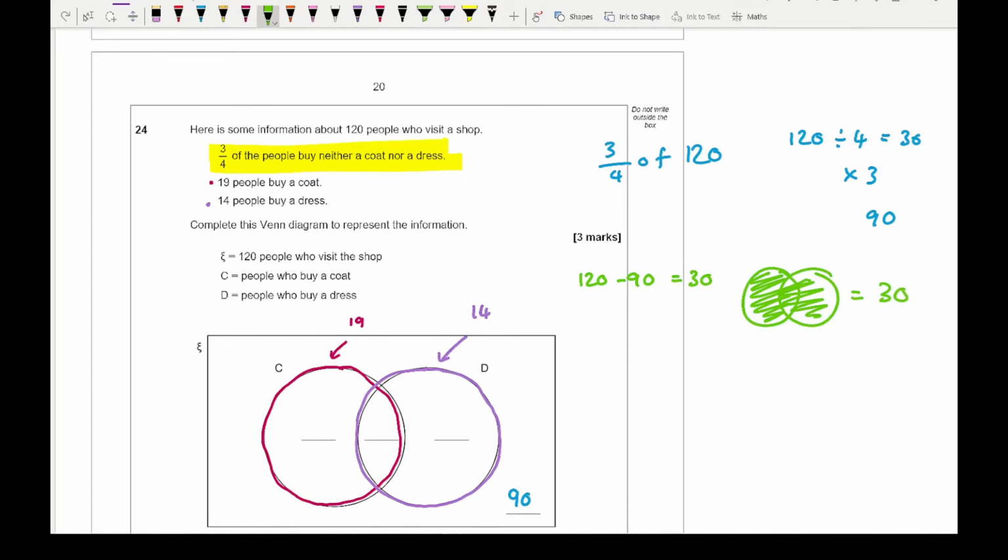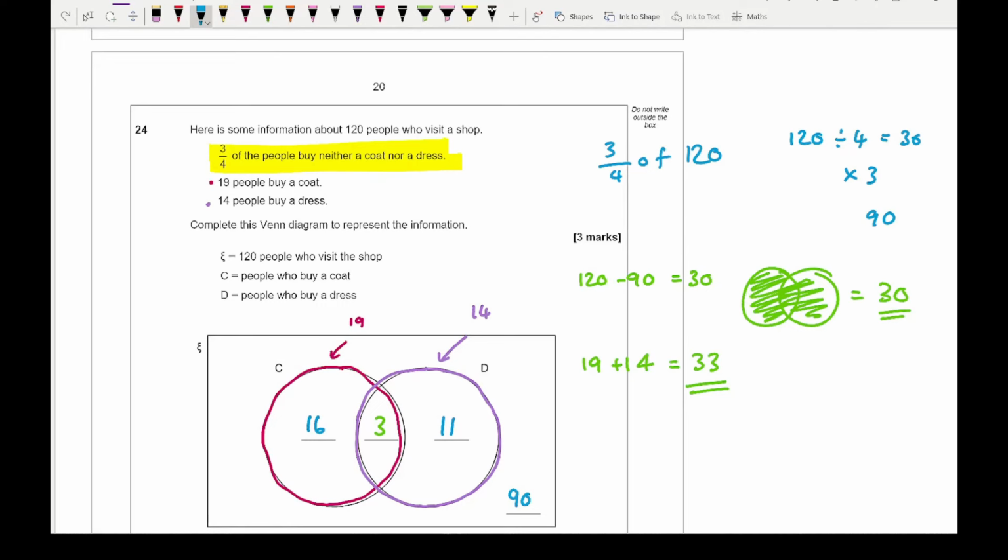So from this, what we can then do is work out the additional difference. If we add 19 plus 14, we get 33. And as you can see, we've got an overlap of 3. So that means that 3 must be in the middle. Now, if that section adds up to 19, then if we take away 3 from 19, we get 16. So this number here must be 16. And if we take 3 away from 14, we get an answer of 11.